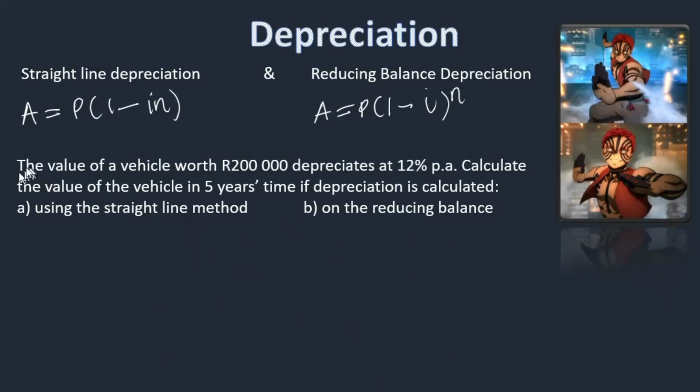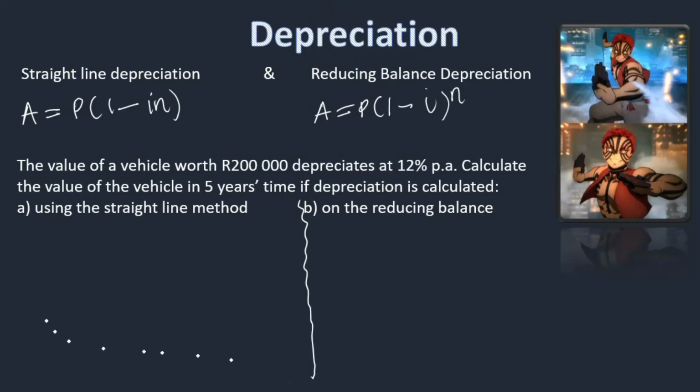So here I have a question that says the value of a vehicle worth 200,000 depreciates at 12% per annum, right? Calculate the value of the vehicle in 5 years' time if the depreciation is calculated using the straight line method, right? So straight line method and reducing balance. So let me cut this into two. Okay, in fact, it's fine this way.